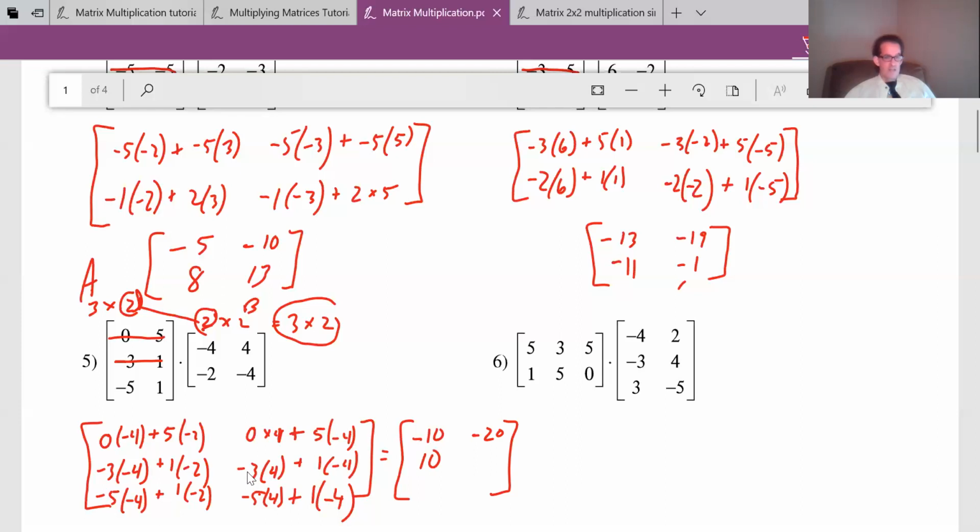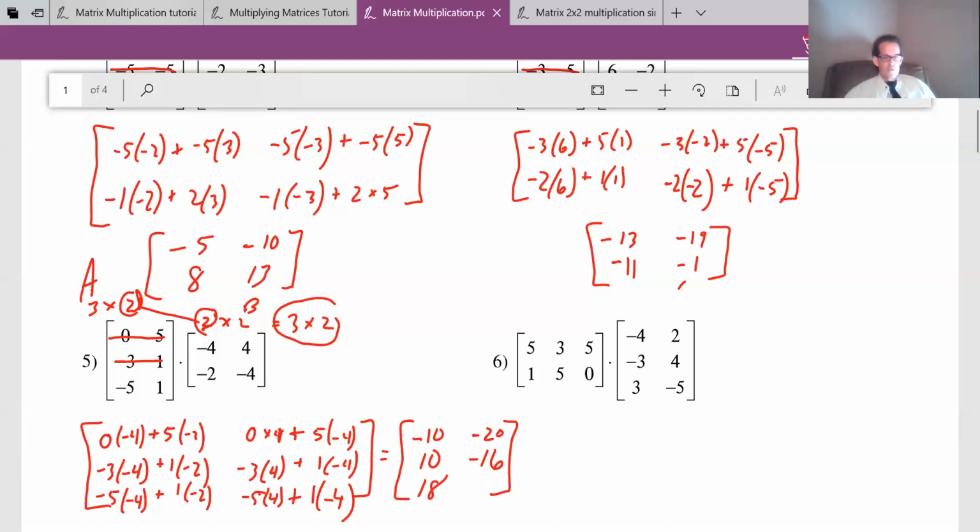And then my next number, negative 3 times 4 is negative 12. 1 times negative 4 is negative 4. So negative 12 and negative 4 is going to be negative 16 here. And then my last row, when we simplify it, negative 5 times negative 4 is positive 20, plus 1 times negative 2 is negative 2. 20 plus negative 2 is 18.